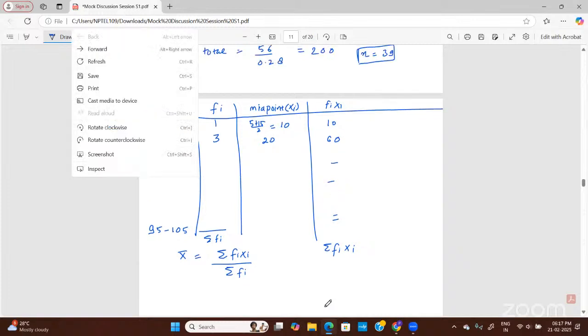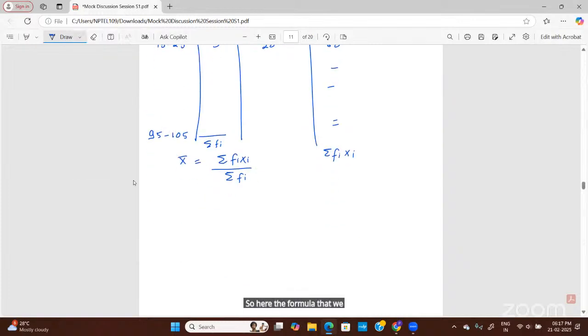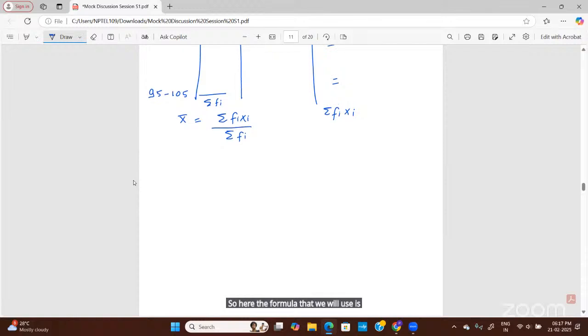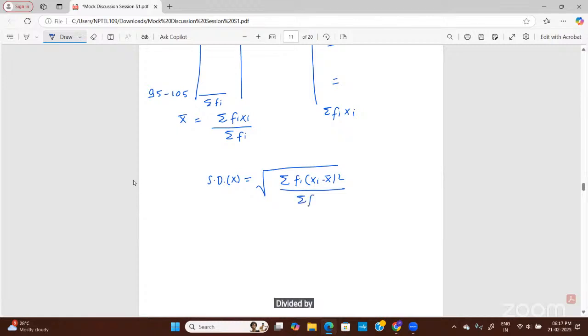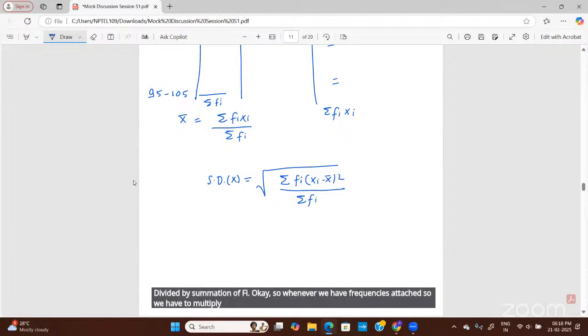So here the formula that we will use is for the population standard deviation of x value. It is equal to the square root of summation of fi into (xi minus x bar) whole square divided by summation of fi. Whenever we have frequencies attached, we have to multiply with frequency also.